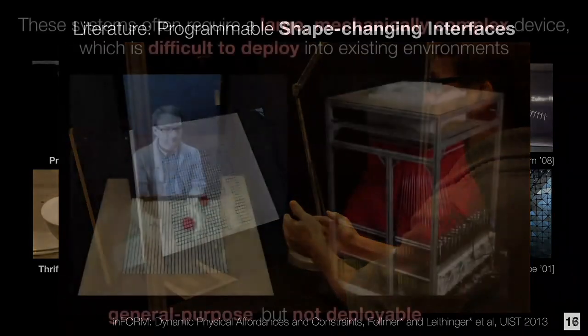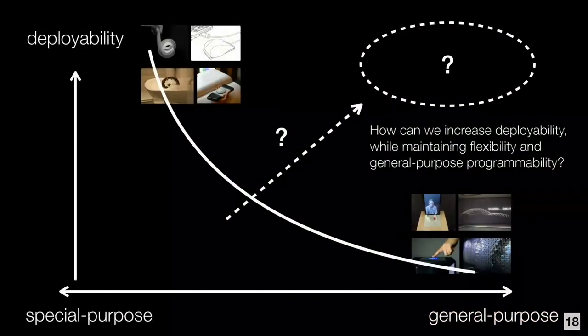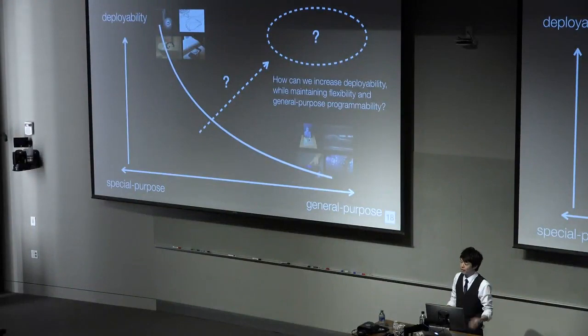Leithinger. These systems are pretty cool, but they often require large, mechanically complex devices, which can be difficult to deploy into existing environments. In general, if you plot the existing work, as systems go toward general purpose, they require much more complex, gigantic systems. So I'm interested in how we can increase the deployability of general purpose dynamic interfaces, while maintaining the general purpose programmability.